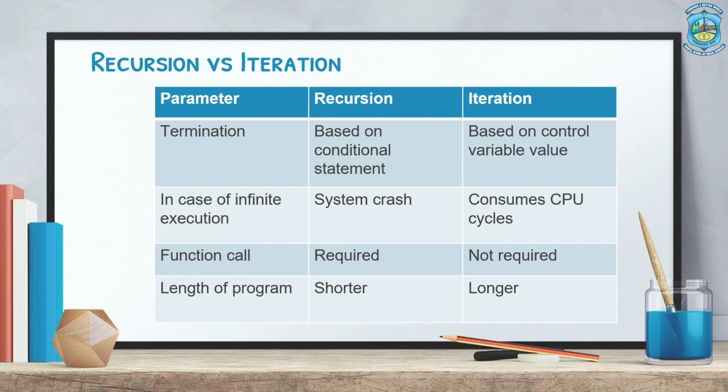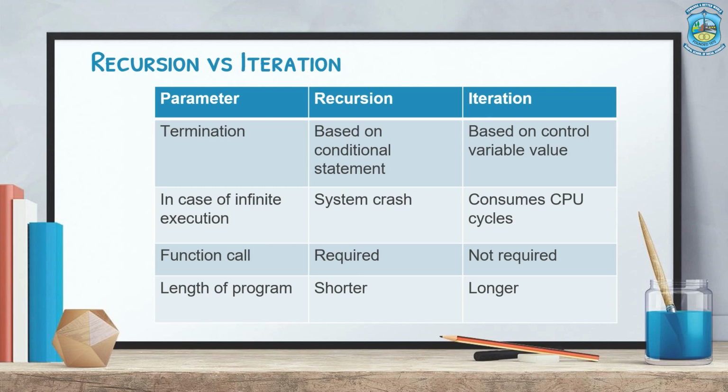In case of an infinite execution, there would be a system crash if we are running a recursive function. But in case of an iteration, there would not be a system crash, but rather CPU cycles would be consumed and the system would go on evaluating the iterative process. A function call is required in recursion because the definition itself says that it is a function which calls itself repeatedly. There is no requirement of a function call in case of an iteration.